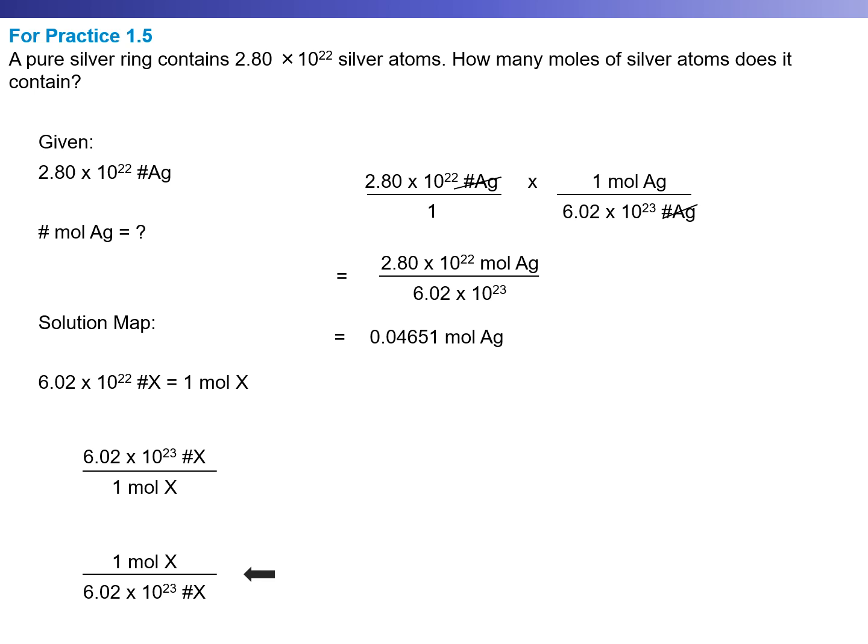And scientific notation requires that in the mantissa, the numeric part of the term, you have one number to the left of the decimal place and then two numbers to the right of the decimal place. So we can do that, and that means then that we're going to end up with 4.65 times 10 to the negative 2 moles of silver.